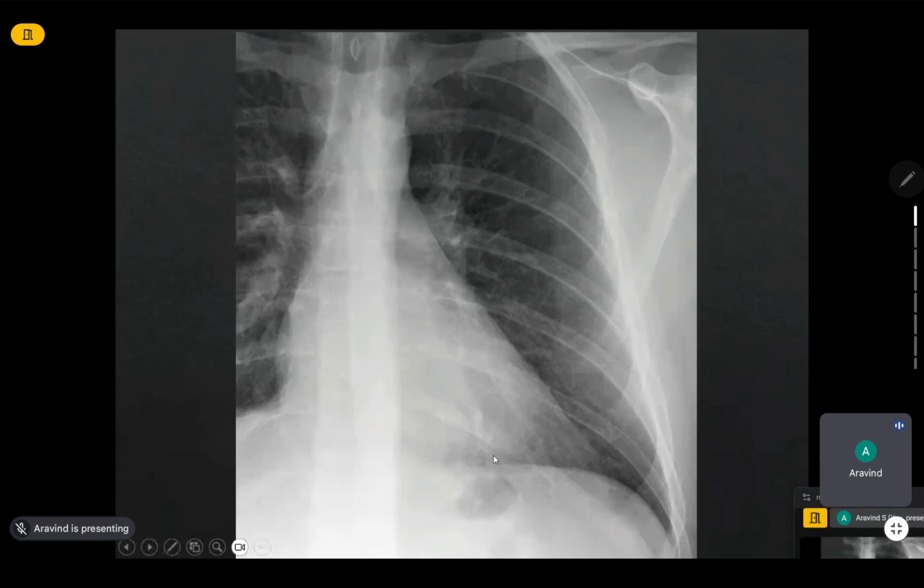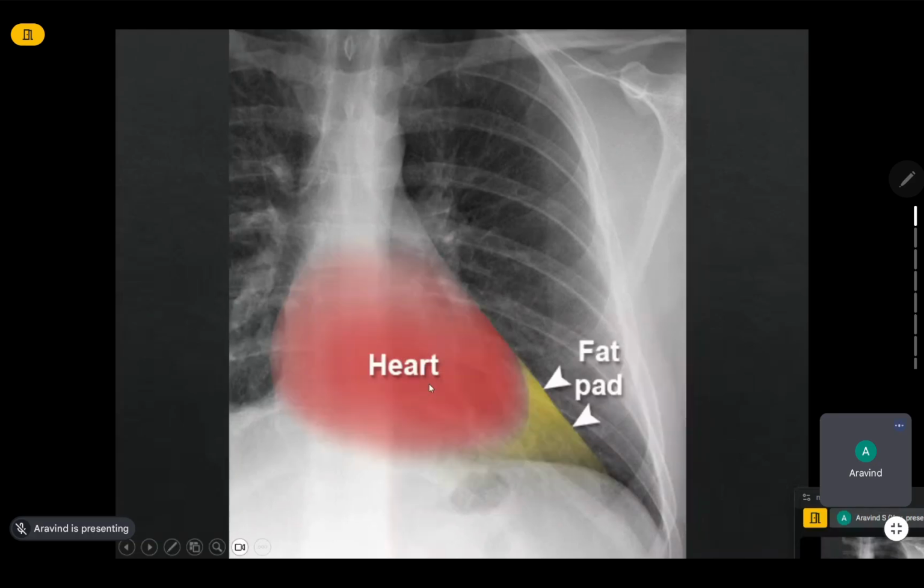Here you can see a triangular pad-like thing. Near the left ventricle, you can see a triangular thing. This is actually a fat pad. This is not an abnormal finding. Usually, overweight or obese people might have a fat pad. This triangular patch-like thing is called a fat pad. This is not abnormal, but still you have to correlate with the physical findings. This is the heart and this is the fat pad.